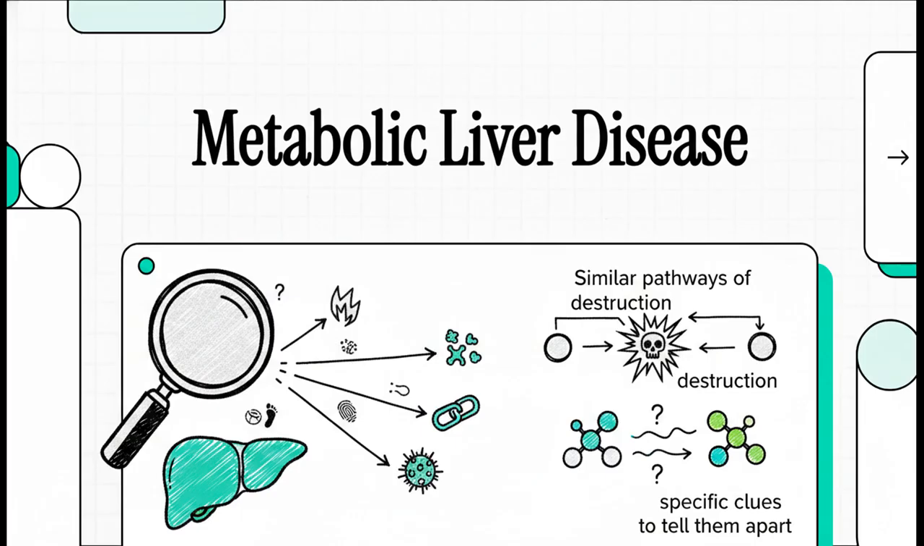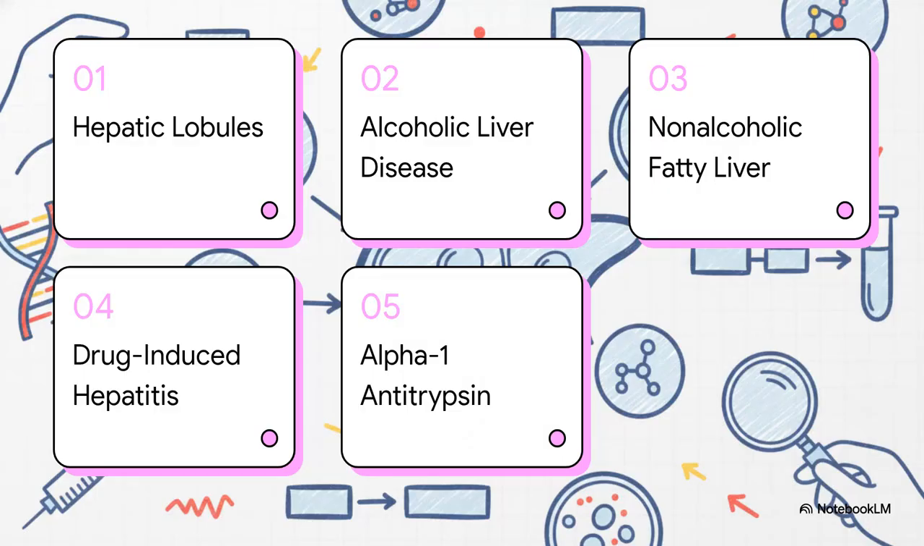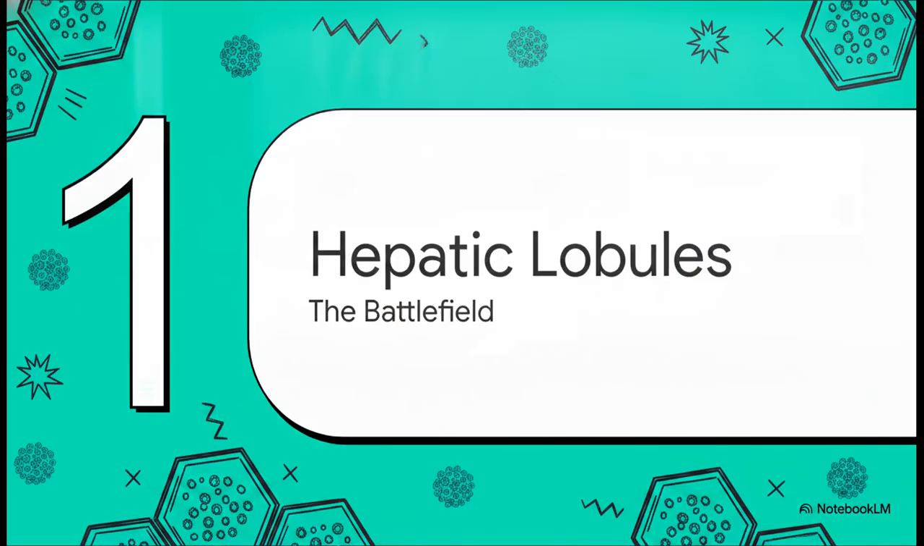We'll be looking at how totally distinct diseases trigger remarkably similar pathways of destruction, and more importantly, how we can use very specific clues to tell them apart. Let's get into it. So here's our roadmap for the case. We're going to start by examining the battlefield, the hepatic lobules. Then we'll interrogate our 4 prime suspects: alcoholic liver disease, non-alcoholic fatty liver disease, toxic and drug-induced hepatitis, and finally, alpha-1 antitrypsin deficiency.